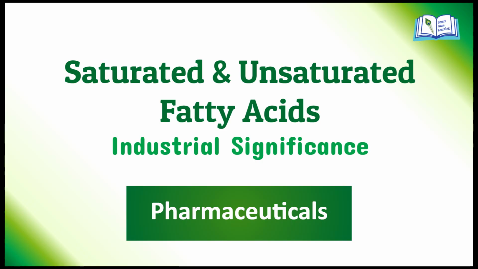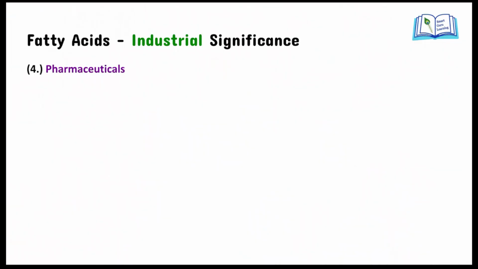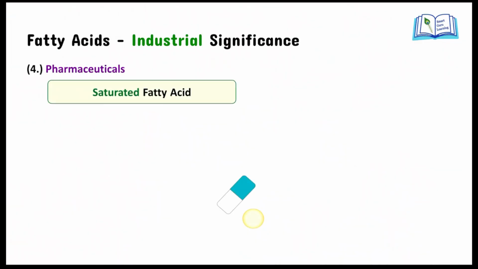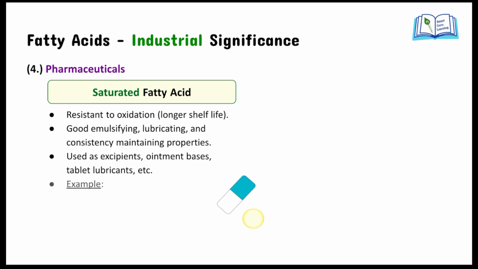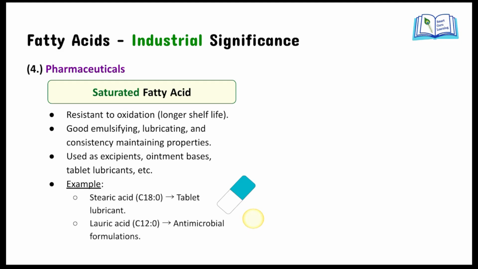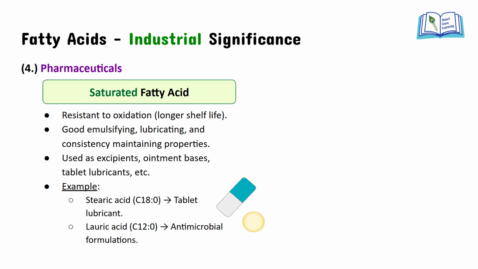Pharmaceuticals. Saturated fatty acids are used in pharmaceuticals for their stability, oxidation resistance, and semi-solid nature, which make them excellent emulsifiers, lubricants, and stabilizers. For instance, stearic acid is a common tablet lubricant, while lauric acid is used in antimicrobial formulations.